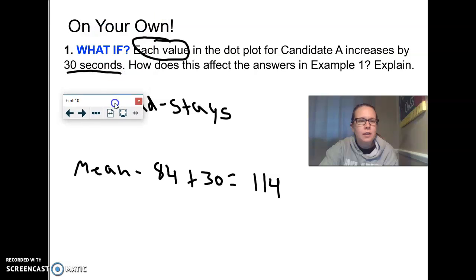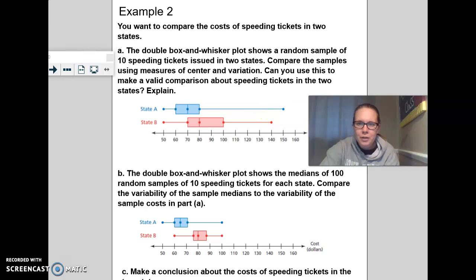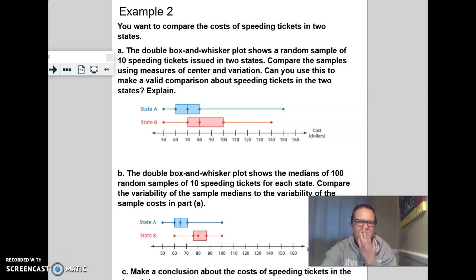Let's go on to our next example. So for this one, we've got some box and whisker plots. It says you want to compare the cost of speeding tickets in 2 states. The box and whisker plots show a random sample of 10 speeding tickets issued in 2 states. Compare the samples using measures of center and variation. Can you use this to make a valid comparison about speeding tickets in the 2 states?